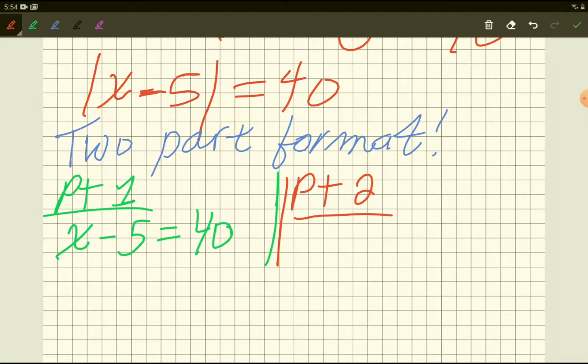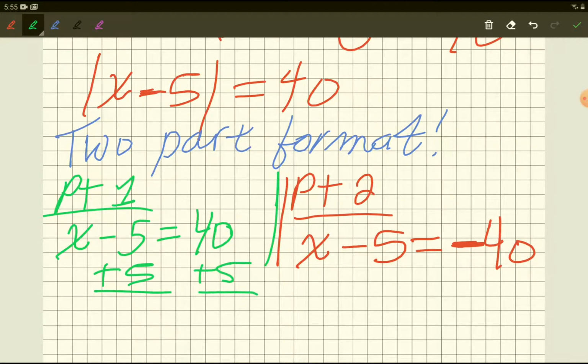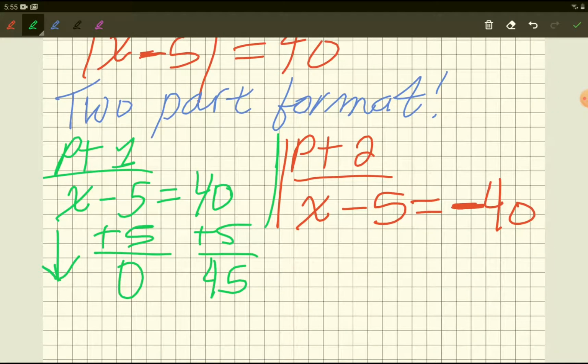Part 2. Lots of students just forget about the second part just because they don't set it up like this in the beginning. But you always want to make this negative. That's the key in part 2. Make it negative. Now I solve like normal. Solve for x. Add 5 both sides. That's 0. That drops. That's 45.